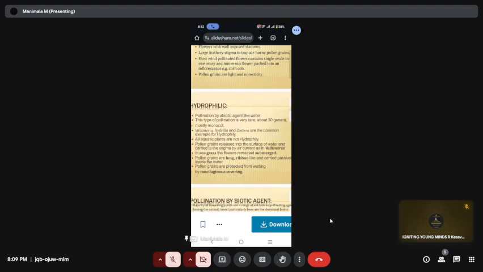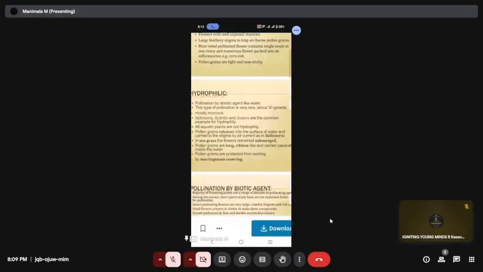aquatic plants, these flowers emerge above the level of water. These plants emerge above the level of water and are pollinated by insects and wind. Okay? Got it?